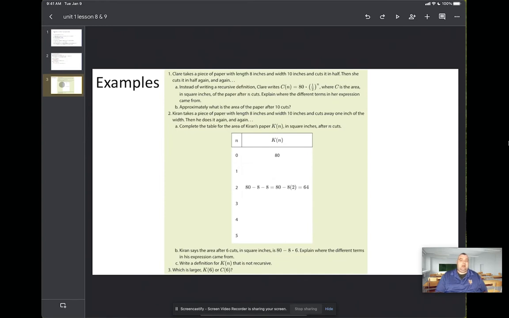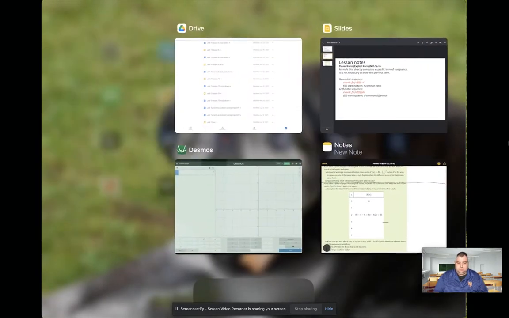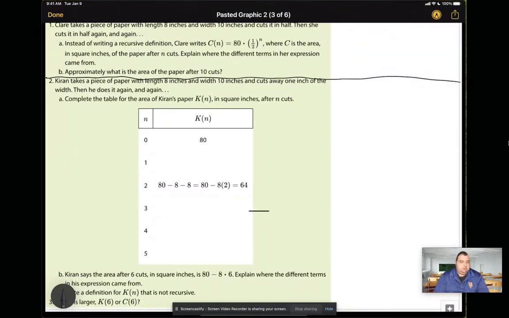So with that in mind, let's go ahead and get to the examples here. Claire takes a piece of paper with length 8 inches and width 10 inches and cuts it in half. Then she cuts it in half again and again.